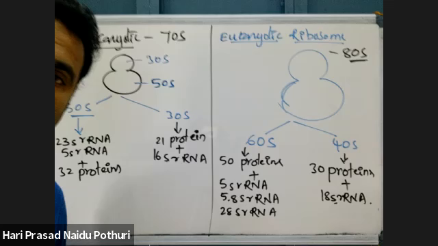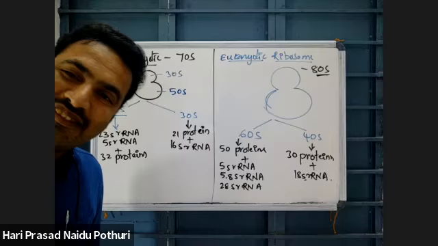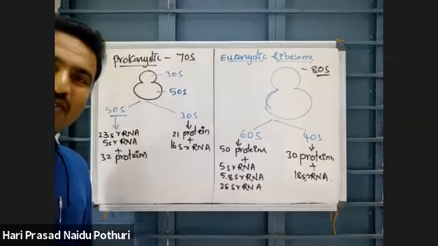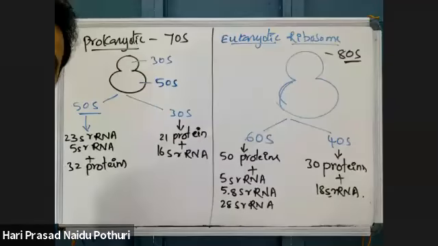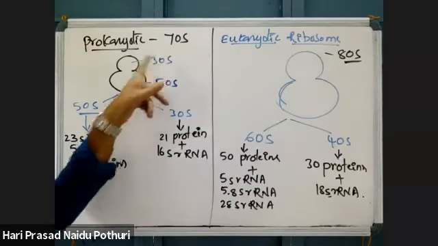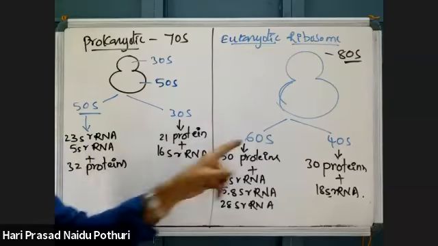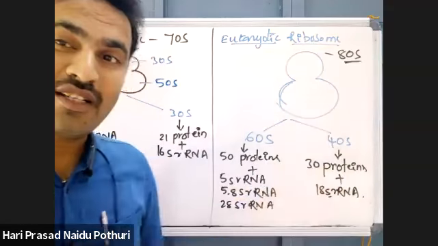Sir, 50 plus 30 is equal to 80, sir. Yeah. What an answer. What a doubt, man. 50 plus 30 is 80, sir. 60 plus 40 means 100, sir.